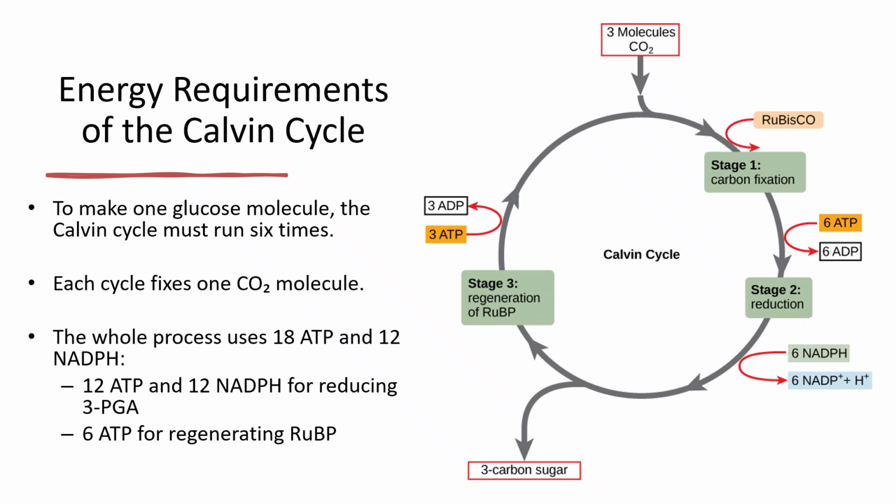It takes 6 turns of the Calvin cycle to make one glucose molecule, because each turn fixes one carbon dioxide. In total, producing one glucose uses 18 ATP and 12 NADPH: 12 ATP and 12 NADPH for the reduction step, and 6 ATP for regenerating RuBP. This shows how energy intensive sugar production really is.